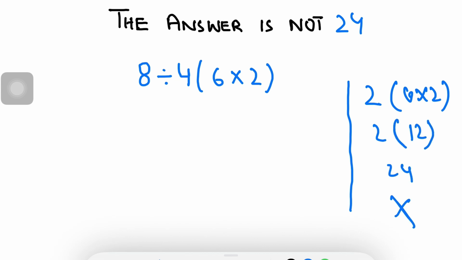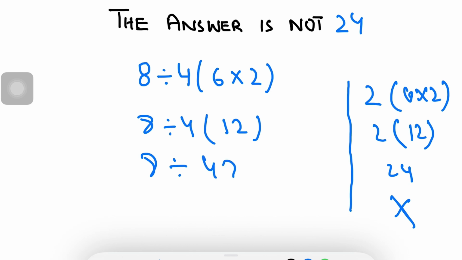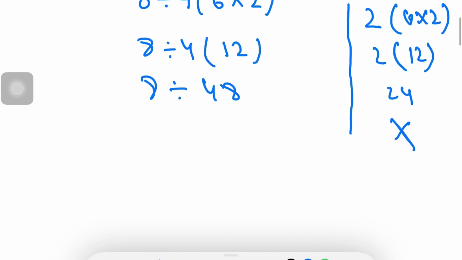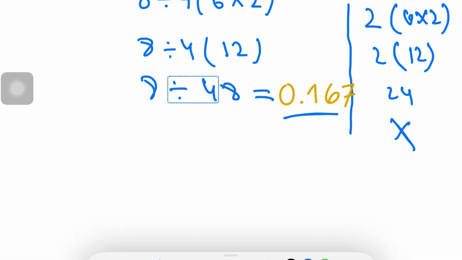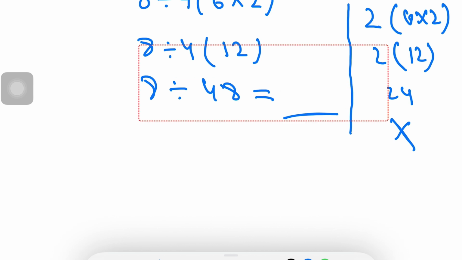How will we get the right answer? First of all, we simplify the bracket. 8 ÷ 4 stays the same. 6 × 2 is 12. Now 4 × 12 is, 8 ÷ 4 × 12 is 48. Now 8 ÷ 48, we will get 0.167. So this means 1 upon 6. This is the right answer to this question.